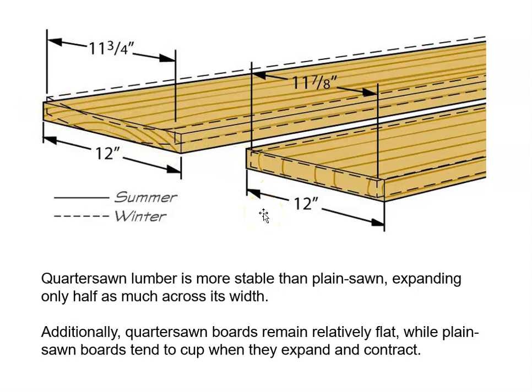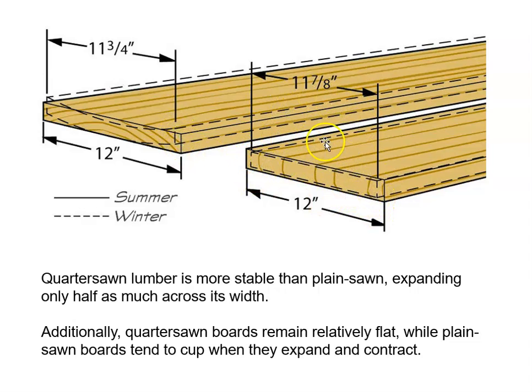Each board is 12 inches wide, and then in the winter, the shrinkage we see is twice the amount actually. With the plane sawn, I'm sorry if I might have made a mistake referring to that. This is our quarter sawn. This is plane sawn. So in the plane sawn we see shrinkage of 1/4 of an inch, and then in the quarter sawn, we see shrinkage of only 1/8 of an inch. And we can kind of see that in the dashed lines.